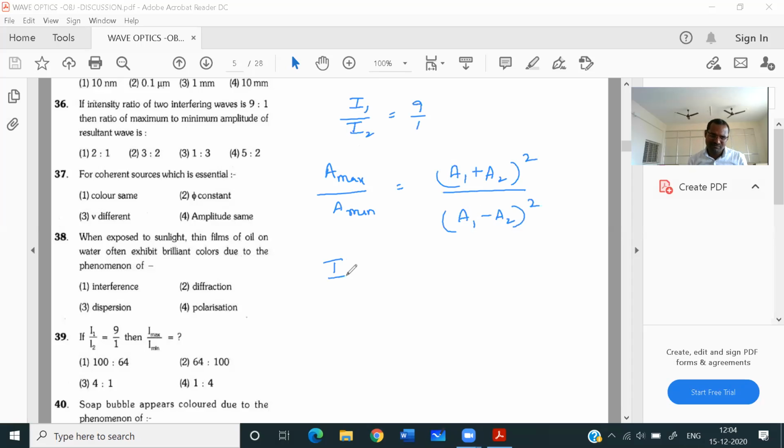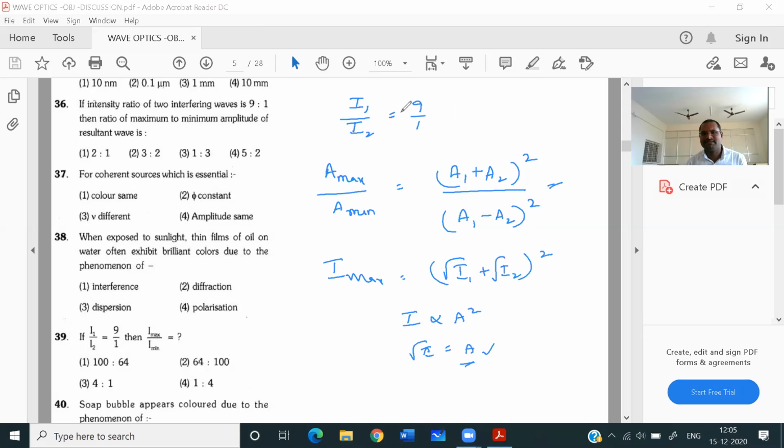Because I maximum is equal to (root I1 plus root I2) whole square. Do you remember this? And we know I is proportional to A square. Then root I is proportional to what? A. That's why I am replacing root I with A. Clear? This is the formula we need to use.